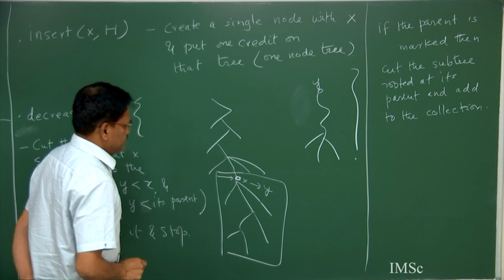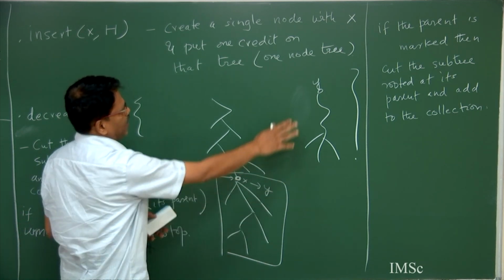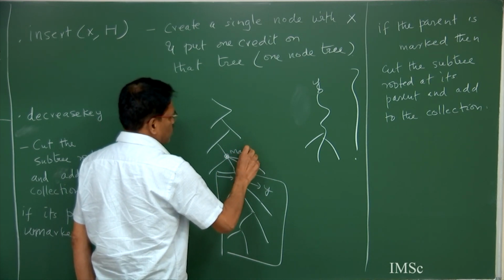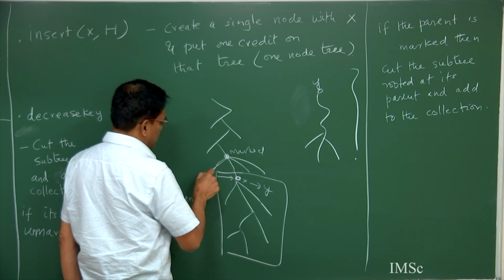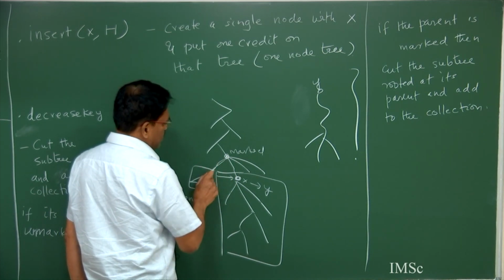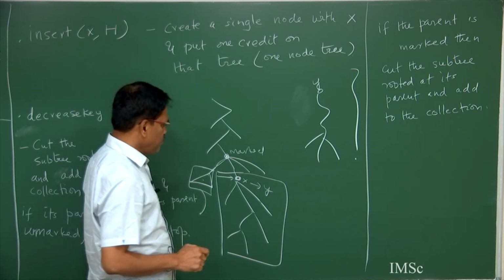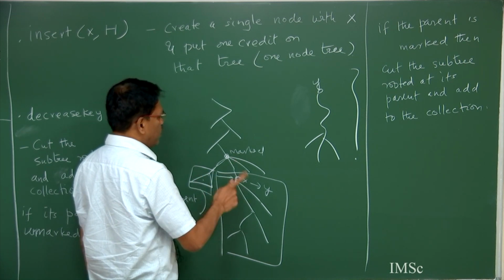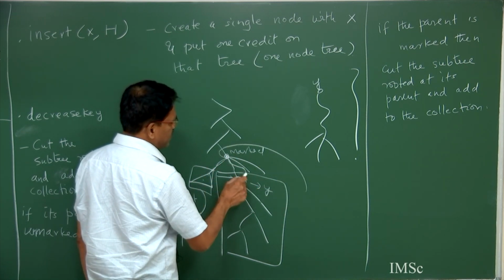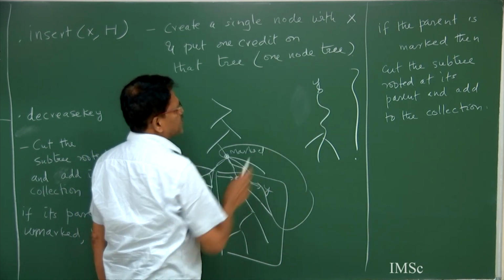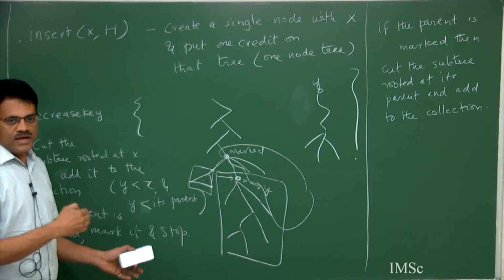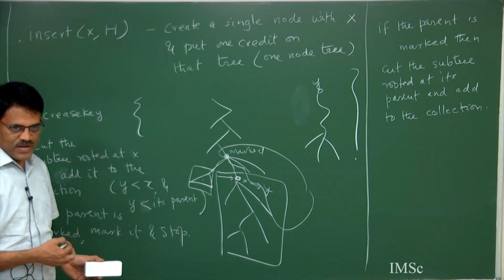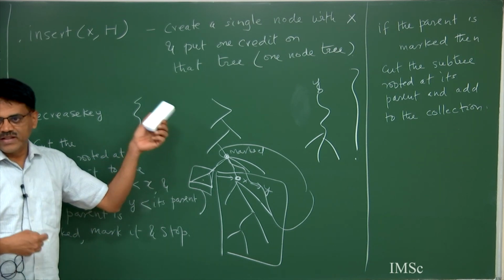So the first time some child is lost, I am going to add it to the collection. But if this was already marked, what does that mean? That somewhere it has lost some child, right? This node was made a subtree, and now it has lost two children, this and this. So now I am going to cut this entire subtree without these two children and add it to the collection, and mark its parent, right? If it was unmarked, I am going to mark its parent to indicate that I have lost one child.